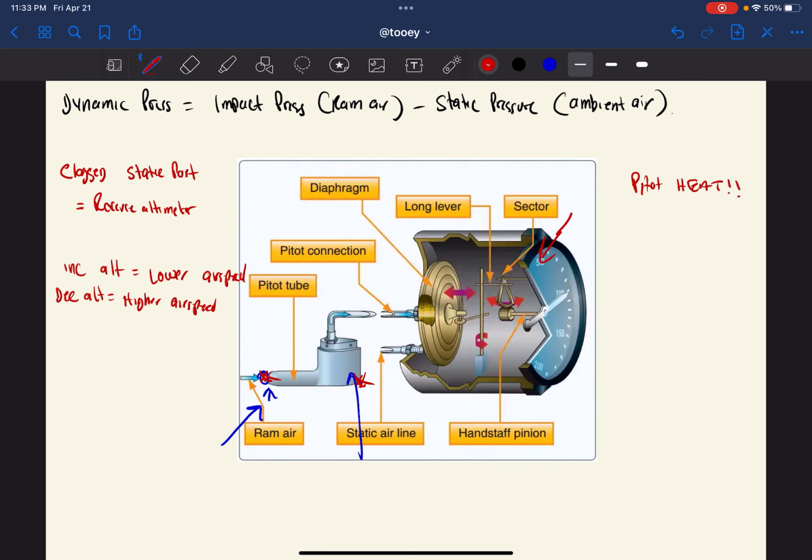Turn on the pitot heat right before you fly into any type of visible moisture, just to be safe. Let's see if there's anything else. That's pretty much it for the airspeed indicator. It's pretty straightforward. Nothing much.